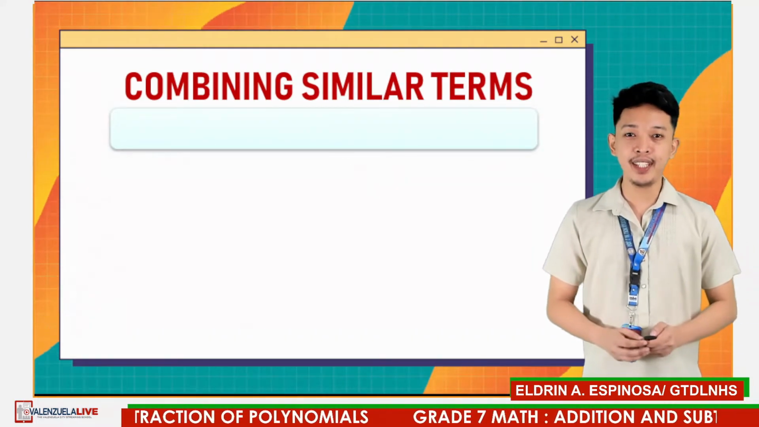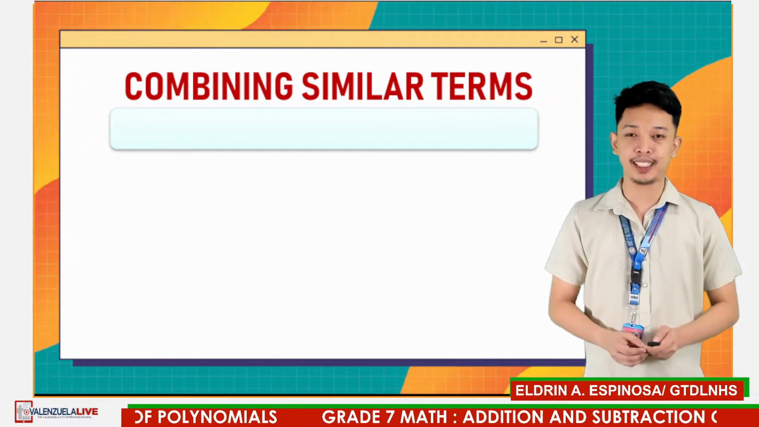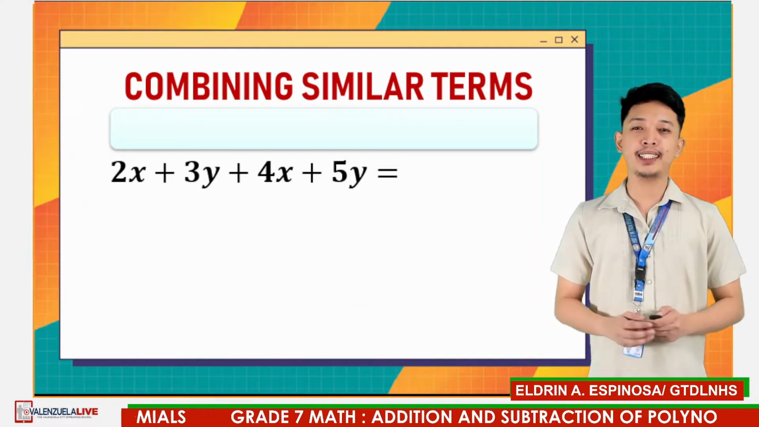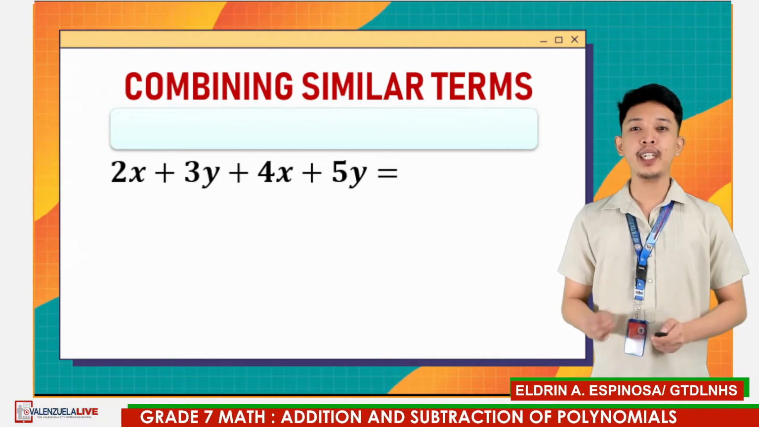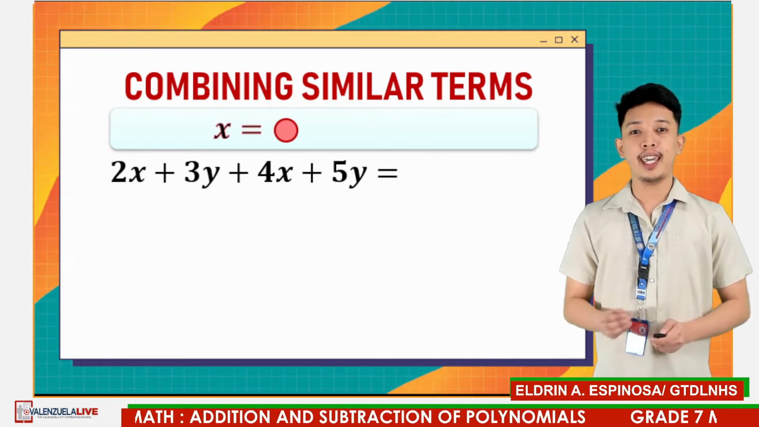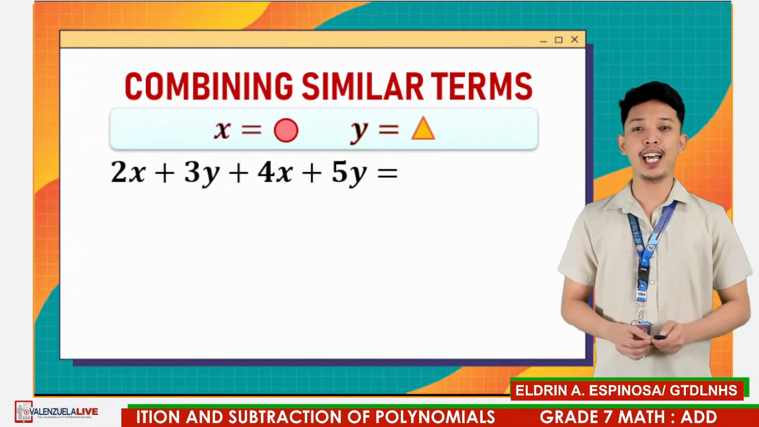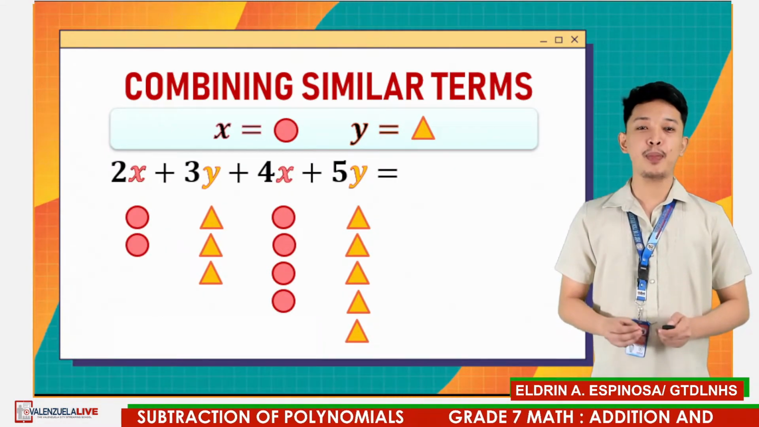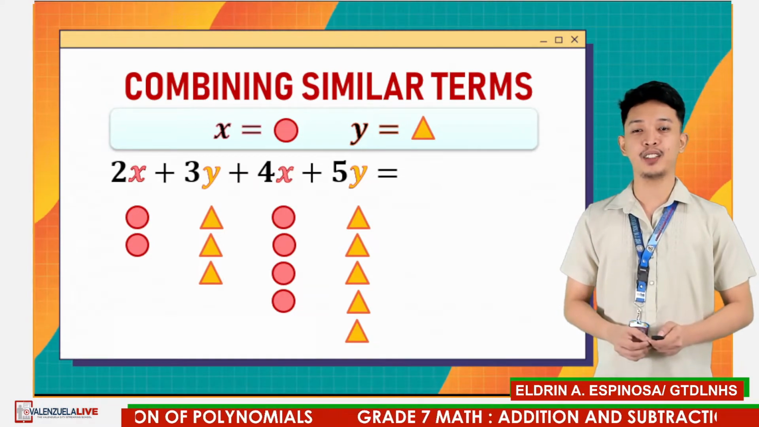Moving on, if it helps, we can think of each literal coefficient as a specific shape. Let's say we have 2x plus 3y plus 4x plus 5y. We can represent the x's as circles and y's as triangles. So we will have 2 circles plus 3 triangles plus 4 circles plus 5 triangles.